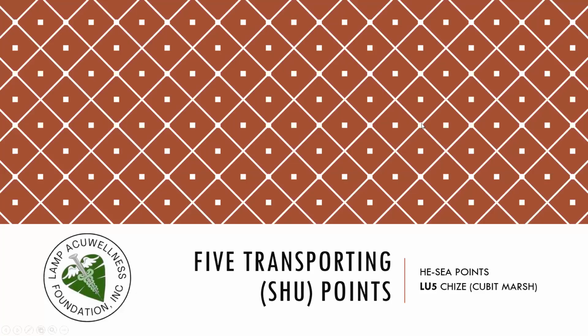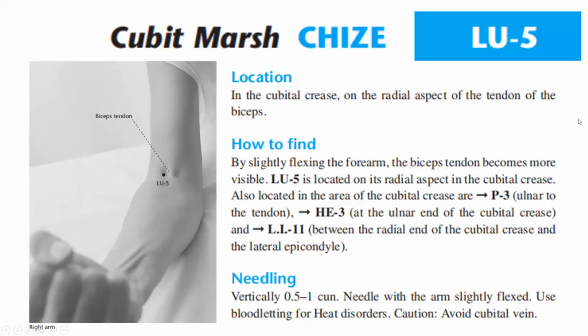Let's discuss the 5 transporting points. He Sea point, LU5, Chize, Cubit Marsh. Location: in the cubital crest, on the radial aspect of the tendon of the biceps. How to find it? By slightly flexing the forearm, the biceps tendon becomes more visible. LU5 is located on its radial aspect in the cubital crest.